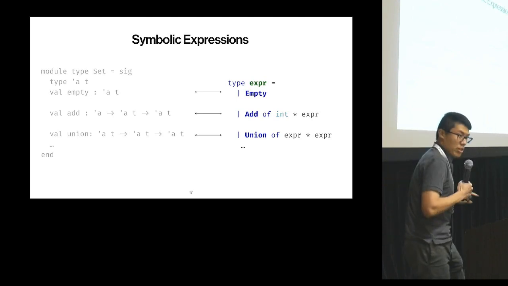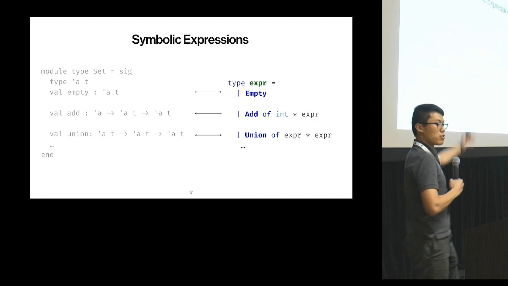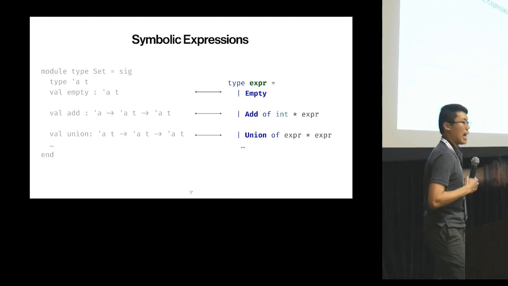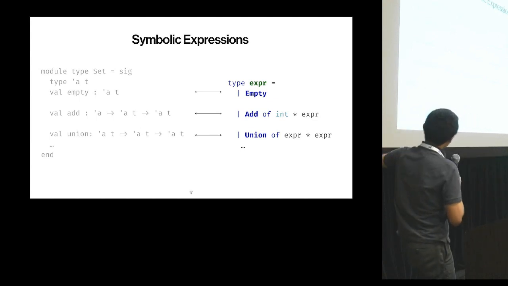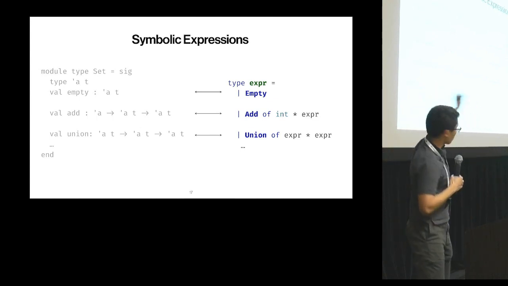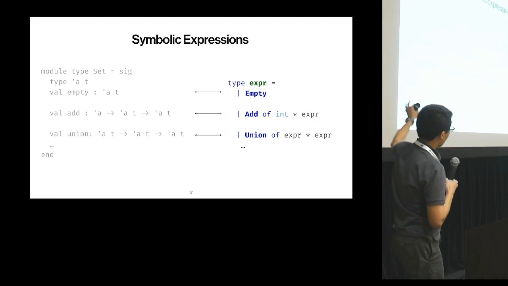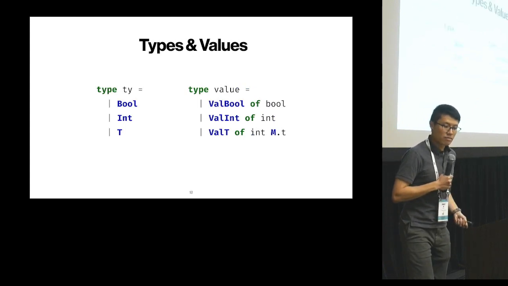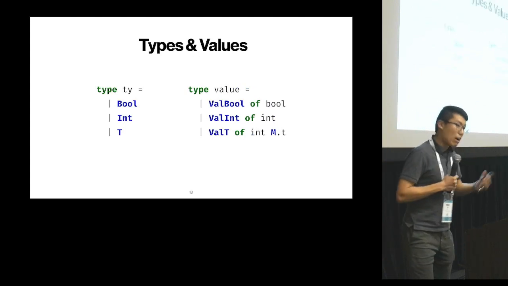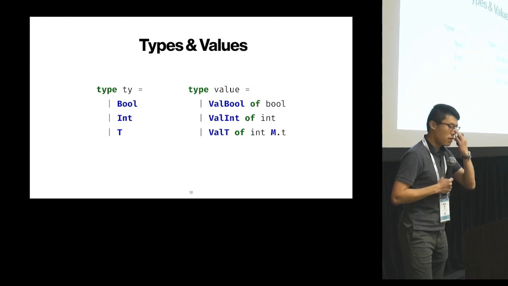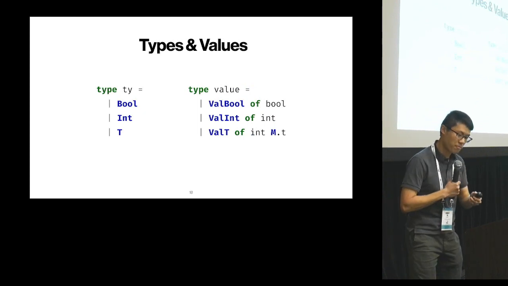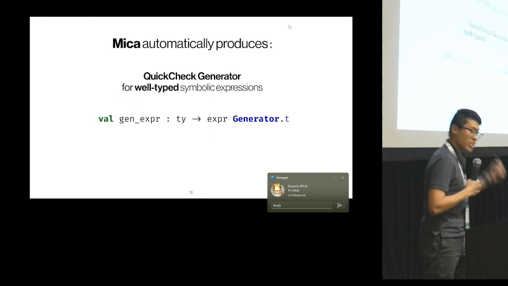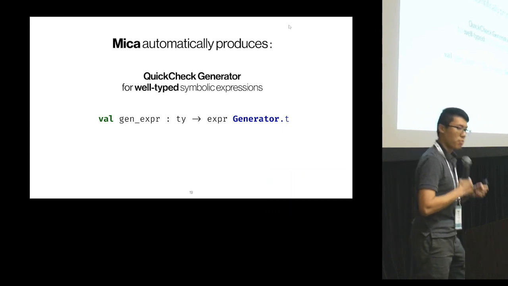For each declaration in my original module signature, we produce a constructor for this algebraic data type that shares the same name, the same arity, and the same argument types. You will observe that the empty variable in the signature corresponds to the empty constructor, the add function corresponds to the add constructor, and so on. Mica also gives us these two auxiliary algebraic data types that represent the types and values of my symbolic expressions. Mica also automatically produces the definition of a QuickCheck generator for random well-typed symbolic expressions.